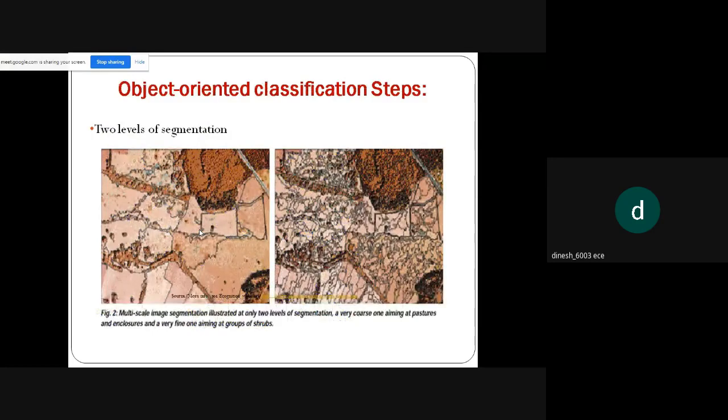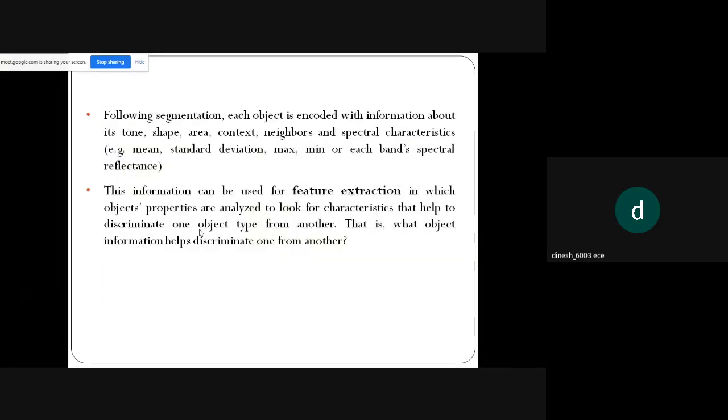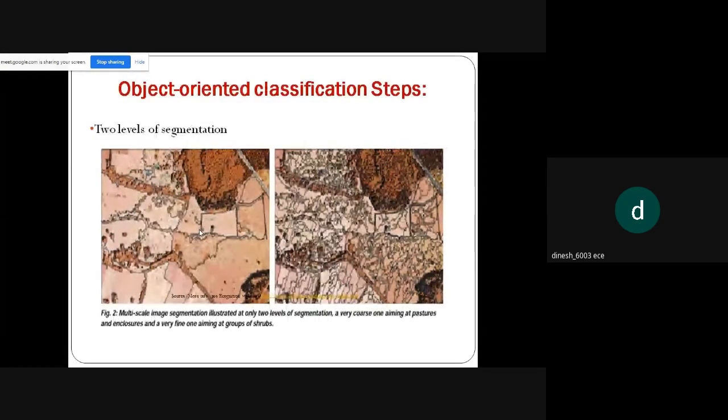Then there are two levels of segmentation. You can see the same area is being segmented here. Multi-scale image segmentation, illustrated by two levels of segmentation: a very coarse one aiming at pastures and enclosures, the very fine one aiming at groups of shrubs. You can see that here. Group of shrubs, one aiming at pastures, one aiming at enclosures.